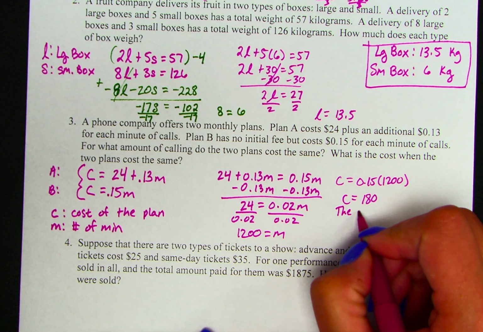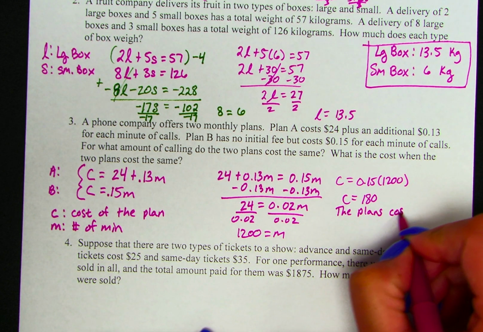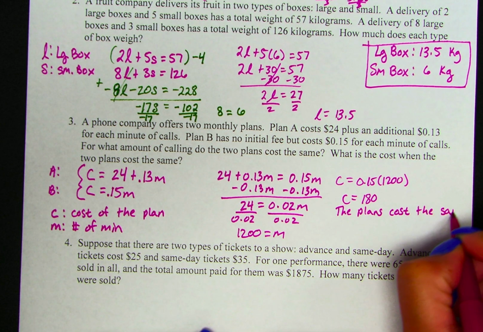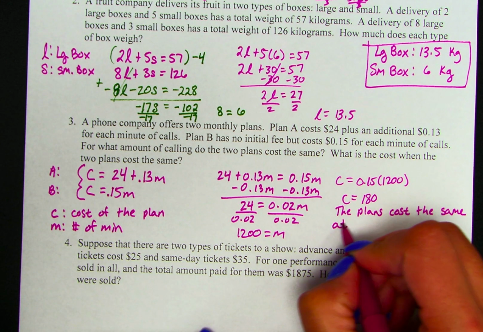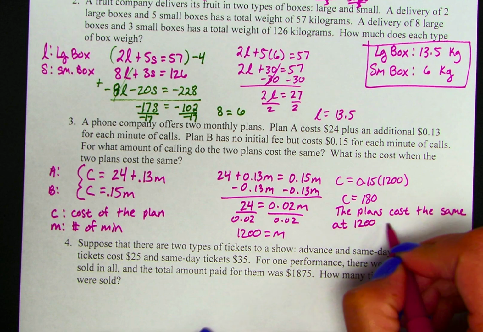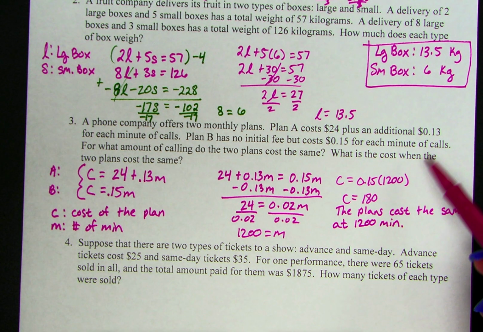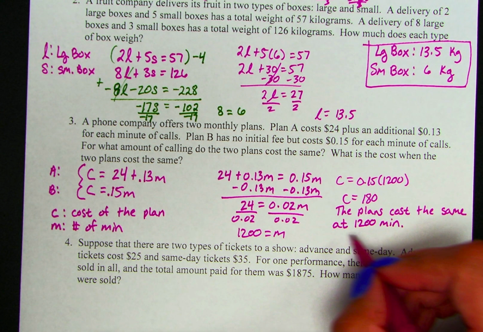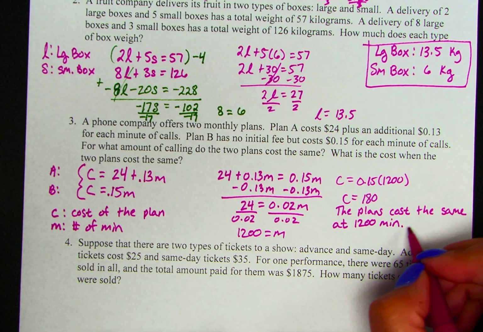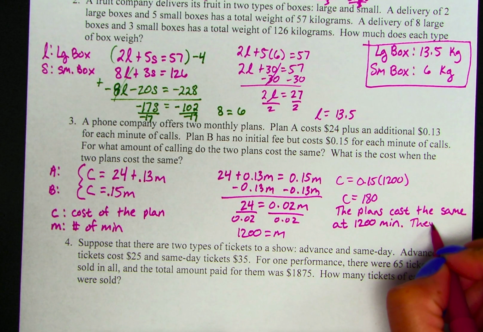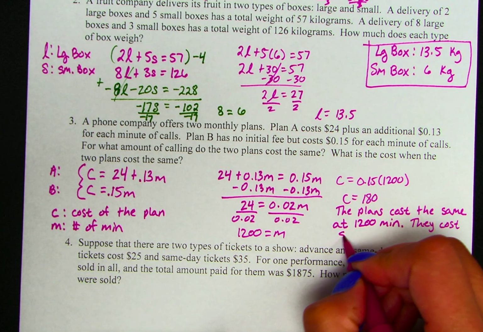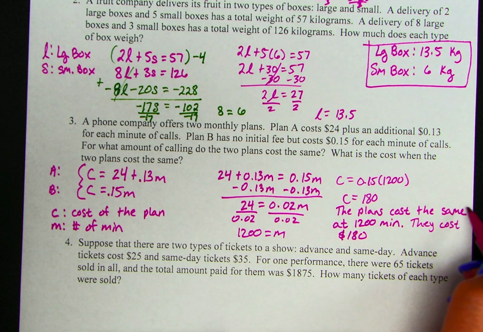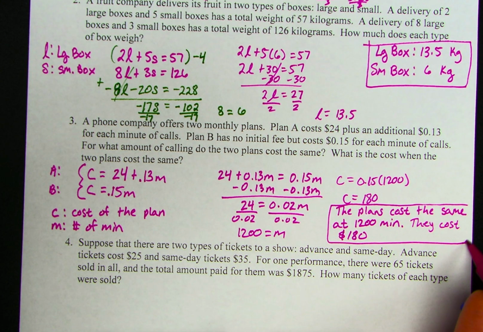Okay, so the plans cost the same at 1200 minutes. Okay. And then it says, what is the cost when the two plans are the same? So plans cost the same at 1200 minutes. And then the second part, they cost, that's going to be my C, which is $180. So this answers both of those questions.